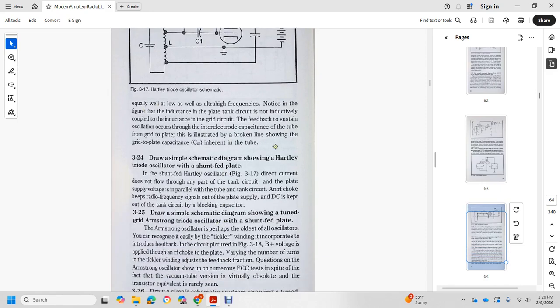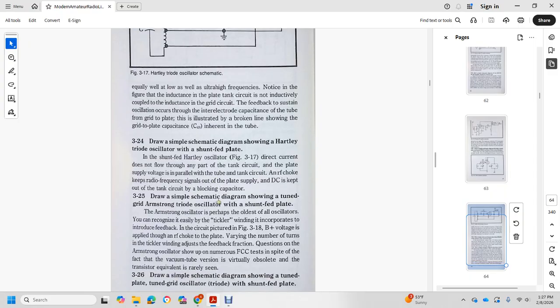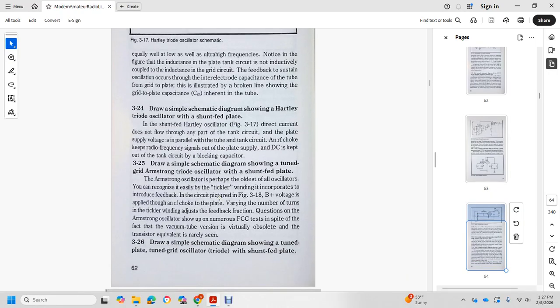324, draw a simple schematic diagram of the Hartley triode oscillator, shunt-fed plate. In a shunt-fed oscillator, direct current does not flow through the tank circuit. The plate supply voltage is in parallel with the tank circuit through a radio frequency choke, which keeps the radio frequency signal out of the plate supply, and a DC blocking capacitor is kept with the output tank circuit.